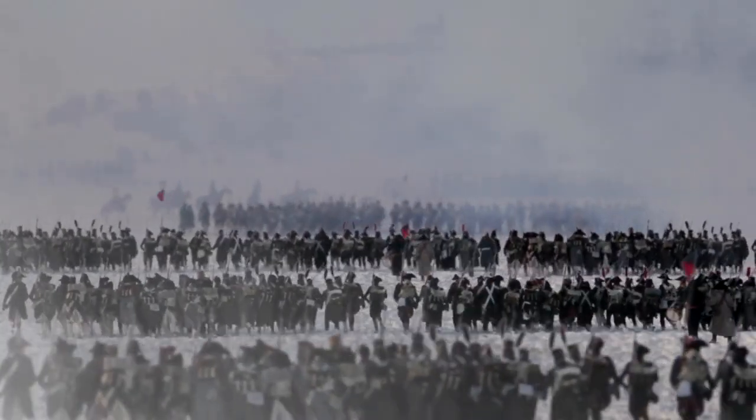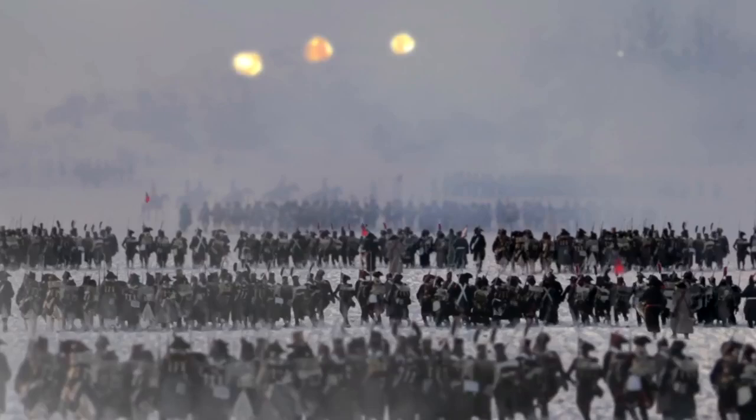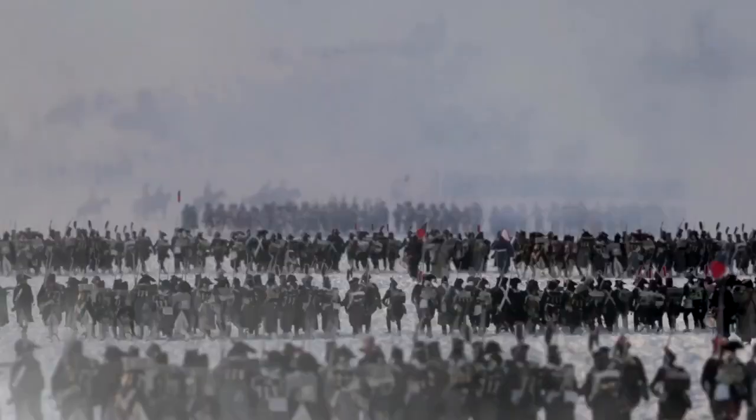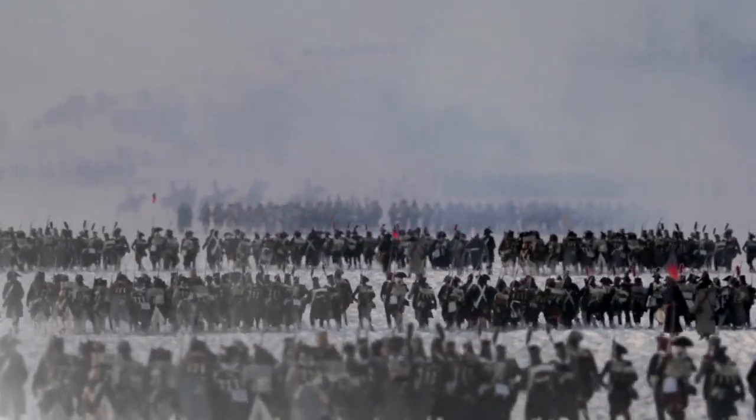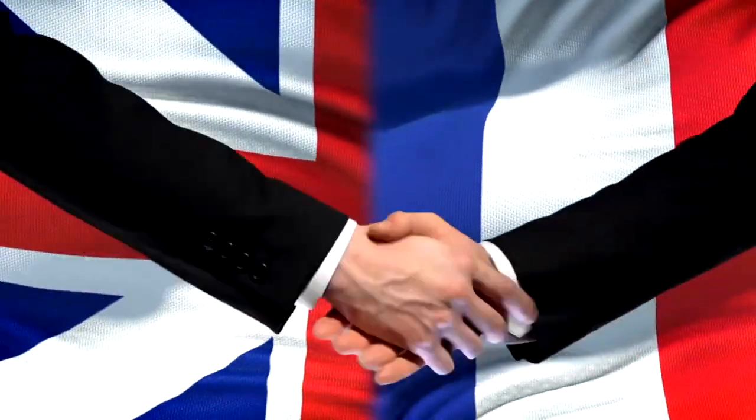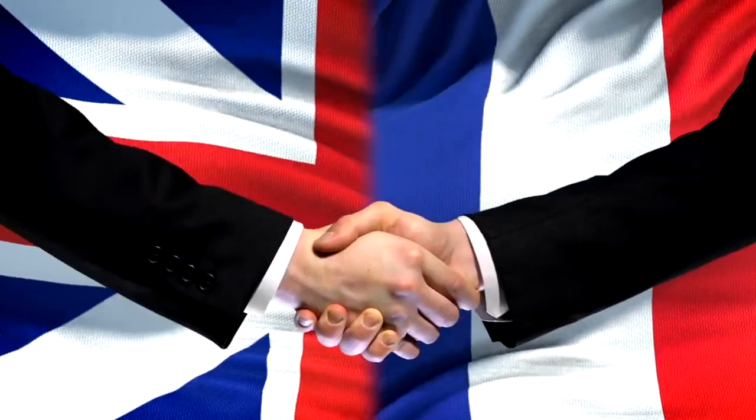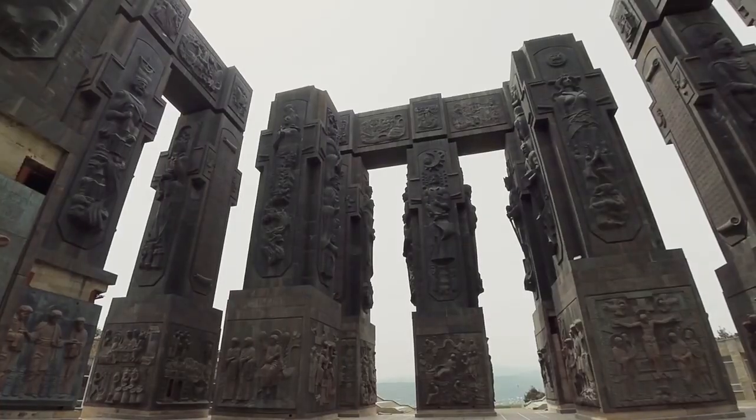7 Years' War, 1756-1763. The 7 Years' War was a global conflict that pitted Britain against France and its allies. The war ended with the Treaty of Paris in 1763, which resulted in significant territorial gains for Britain, including Canada and territories in India.